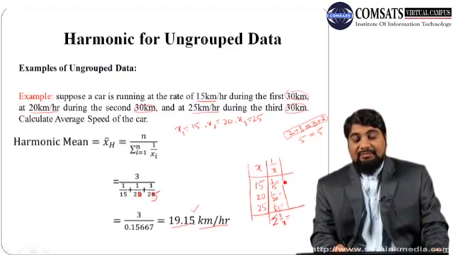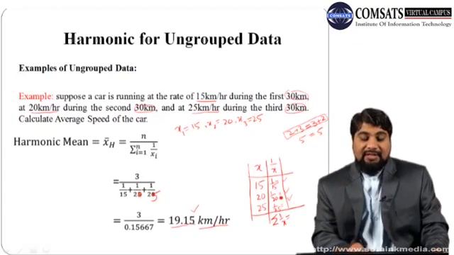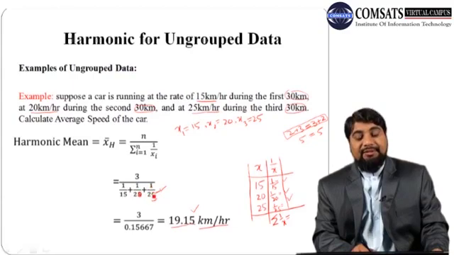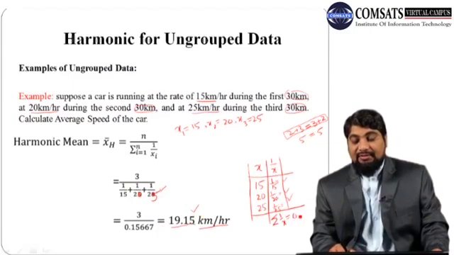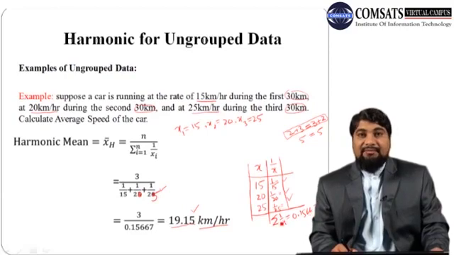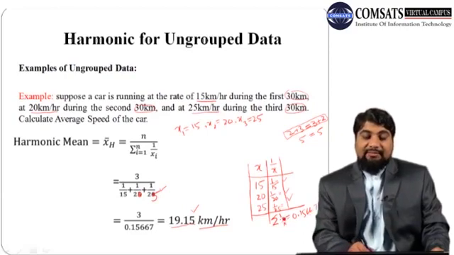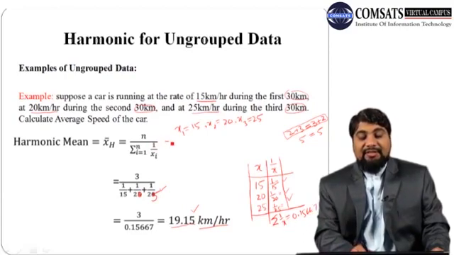So sum of all the three is written here: 1 over 15, 1 over 20, 1 over 25. So this sum is calculated to be 0.15667. So once we have summation 1 over x in hand, we can calculate this result.